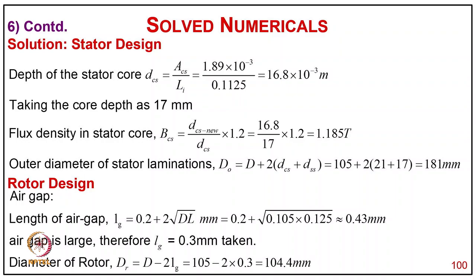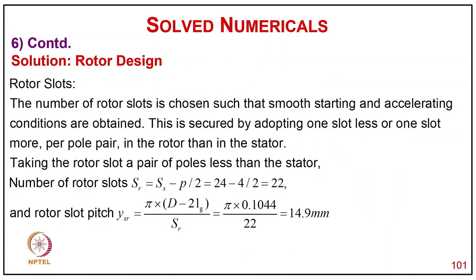And now coming to rotor design, first we have to calculate the length of the air gap so that the rotor diameter can be calculated. The length of the air gap equals 0.2 under root DL in millimeter, putting values it comes 0.43 millimeter. Air gap is large, therefore LG normally preferred for small rating motor is 0.3 millimeter. Taking it, the diameter DR equals D minus 2 LG, so it comes 104.4 millimeter.